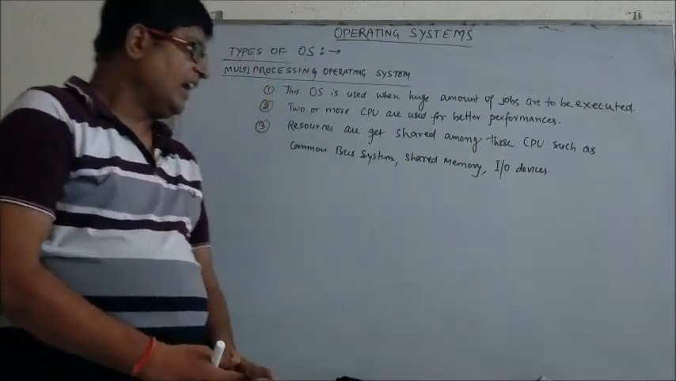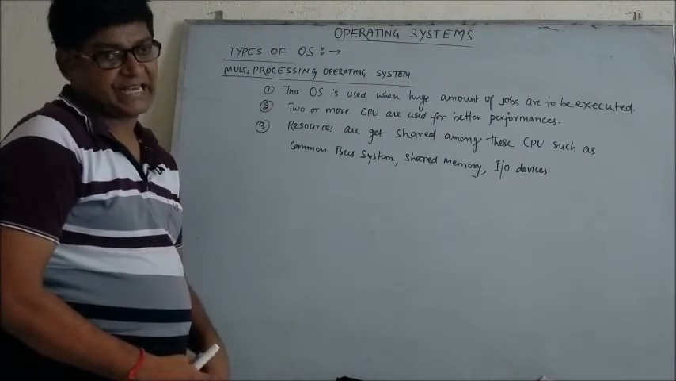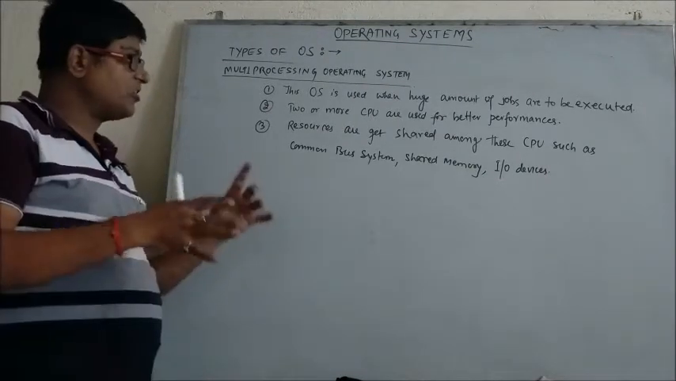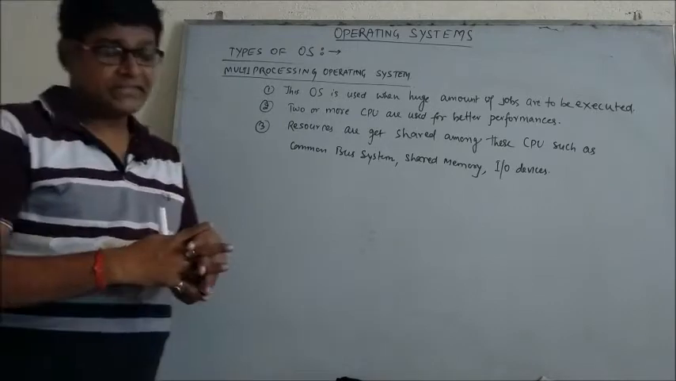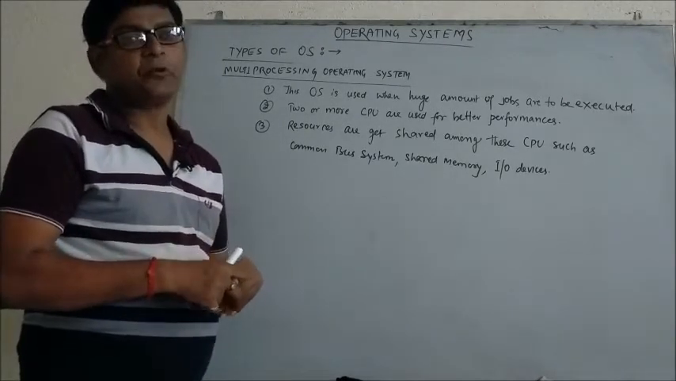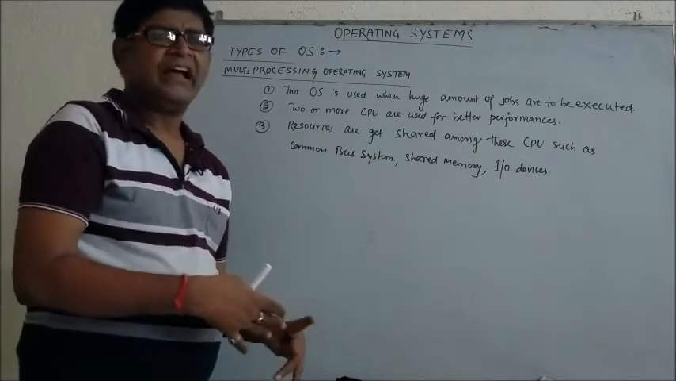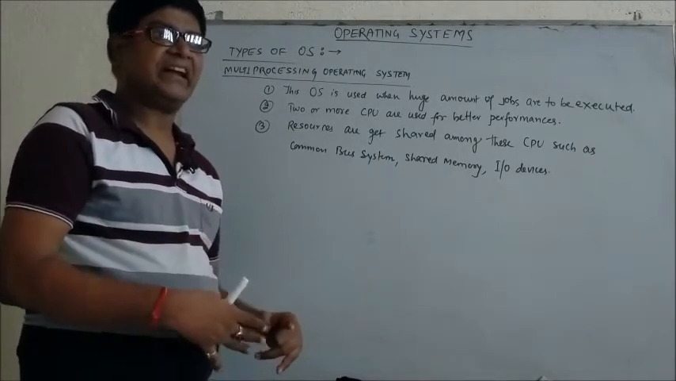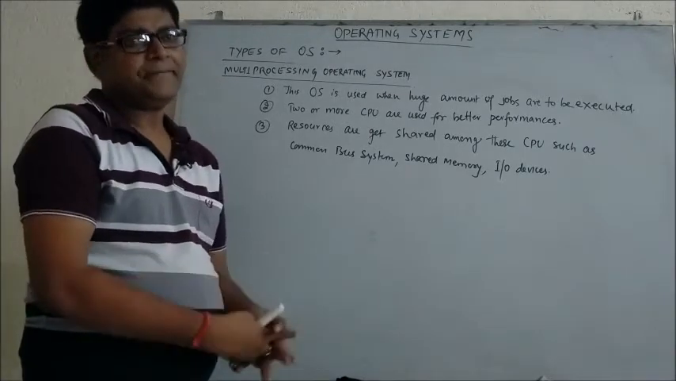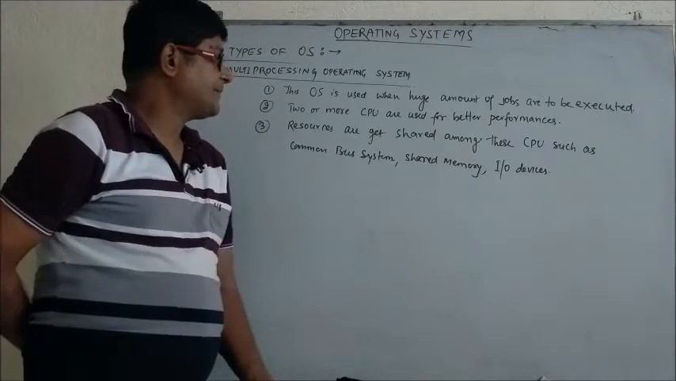Then the multiprocessing operating system came into the picture. The concept of a multiprocessing operating system is that instead of one processor we have more than one processor. It starts from 2, and when required we can use any number of CPUs, right?